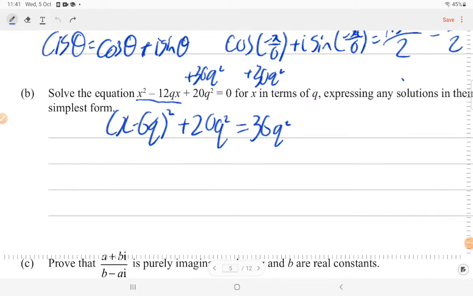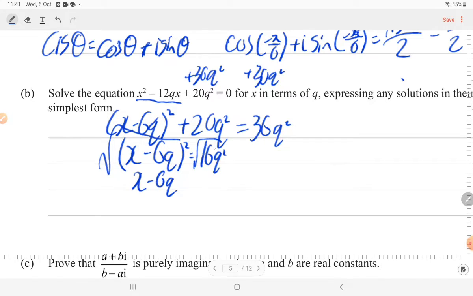So we are back. So (x minus 6q) squared plus 20q squared equals 36q squared. (x minus 6q) squared is equal to 16q squared. Then we can take the square root of both sides. So x minus 6q, and when we take the square root, we will need to consider the plus and minus of it. So plus minus 4q. So x equals 6q plus minus 4q. So x is equal to 2q and 10q.